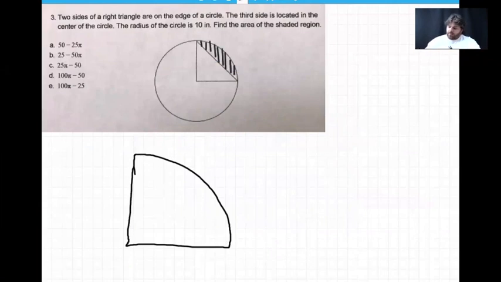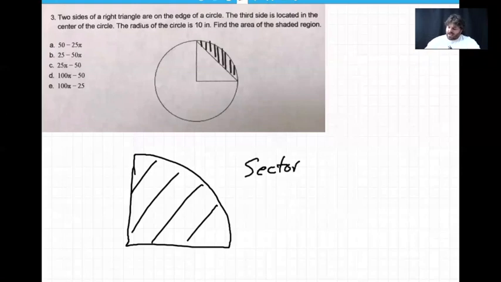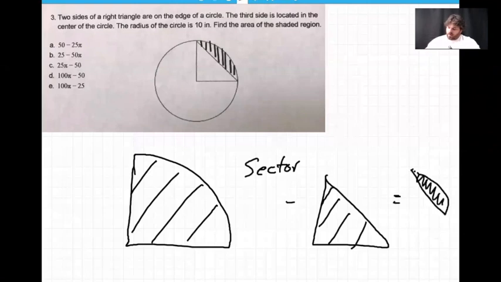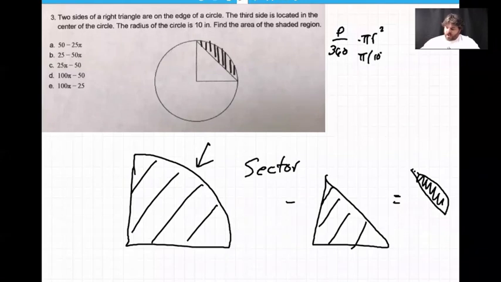So first of all, I can find the area of this sector, and I want to take away the area of the triangle to give me this little sliver. So what's the area of the sector? Well, remember, it's a fraction of the total area. So it's the part over 360 times pi r squared. And the radius is 10. So pi times 10 squared is 100. So 100 pi times the part over 360.